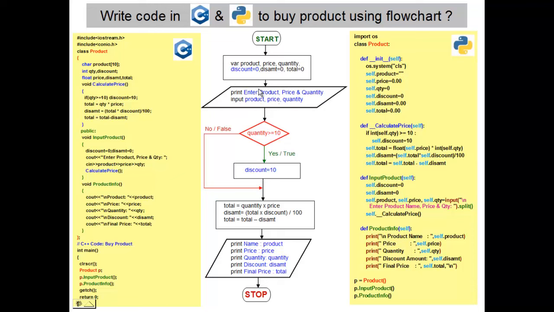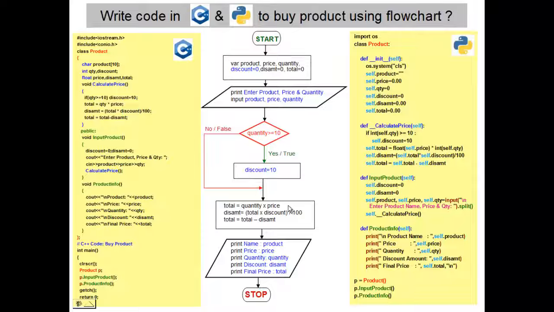Okay. Now next, here this is the condition box. Now I am going to check if the quantity is greater than or equal to 10. If the condition is true, then we will set the discount equal to 10. Otherwise the discount by default is 0.